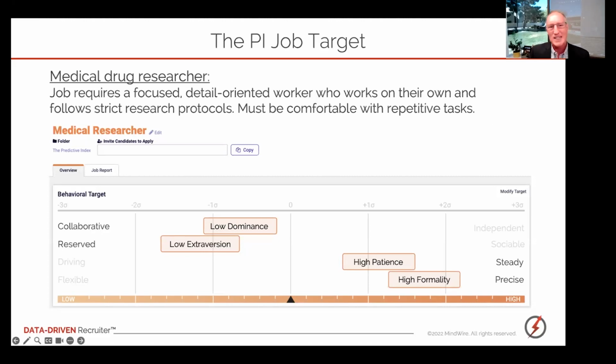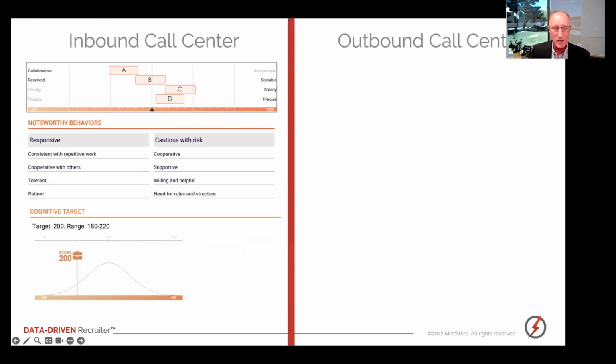To give you a couple of examples of how job targets are going to be different, even in the same role, let's go back to the call center example. The role that person was hiring for was an inbound call center rep. This is somebody who's basically waiting for the phone to ring, picking it up and solving a problem.